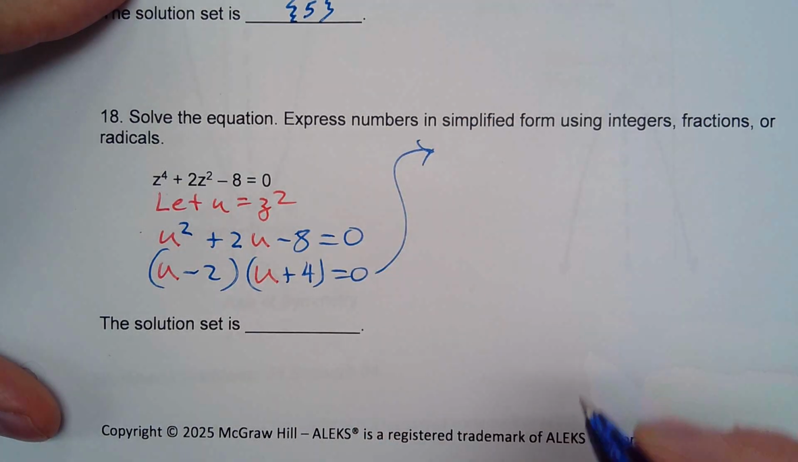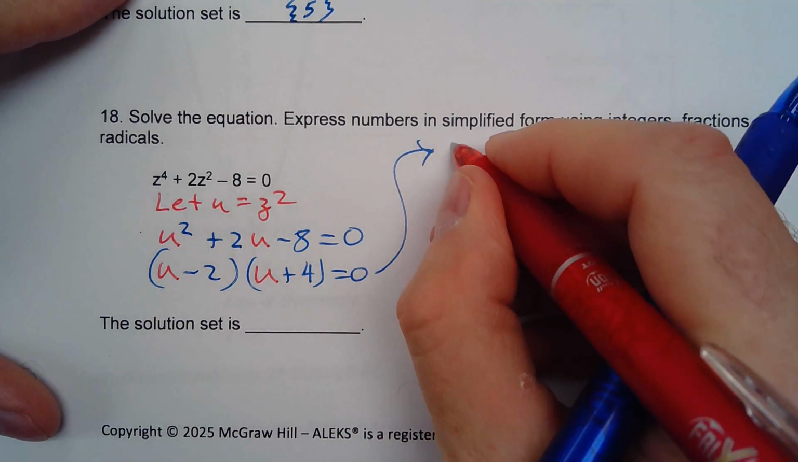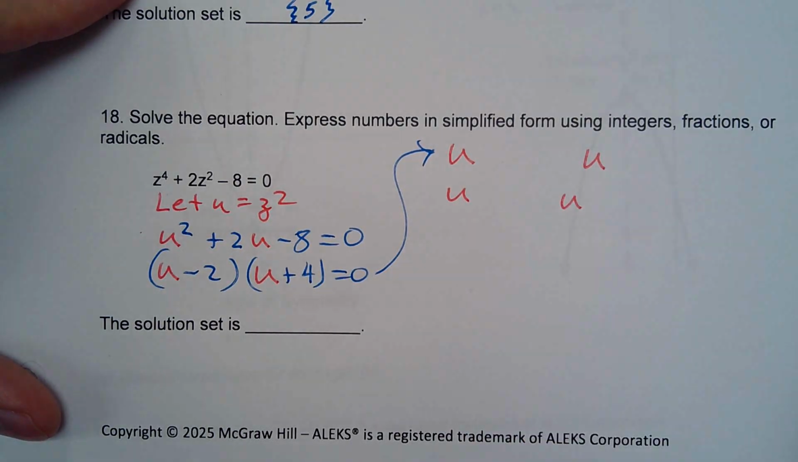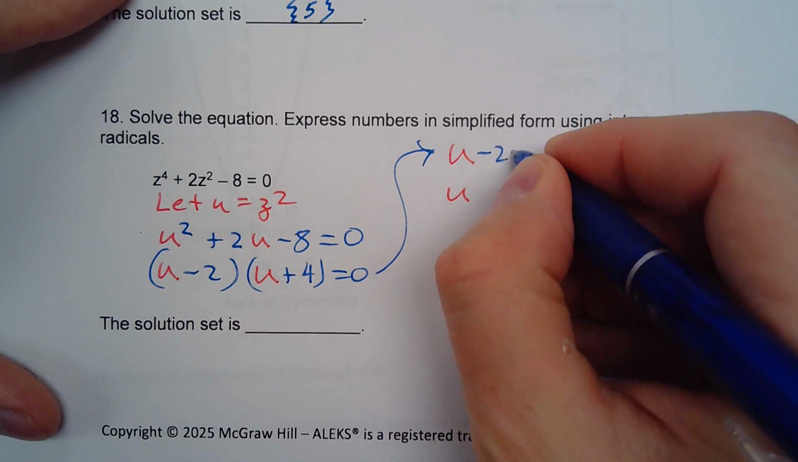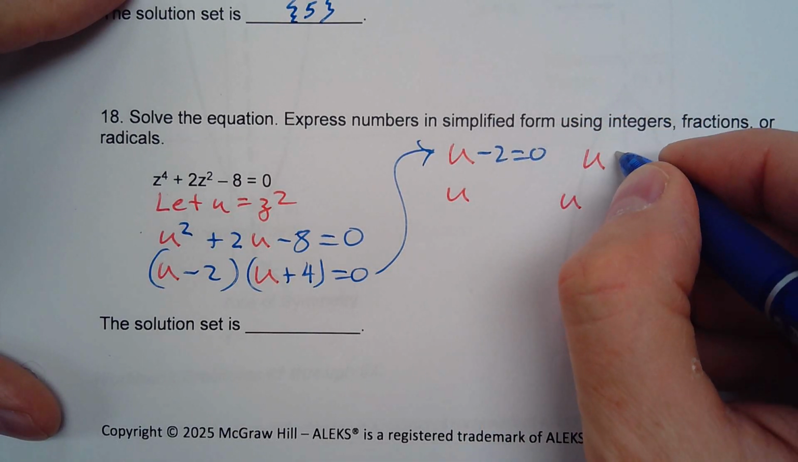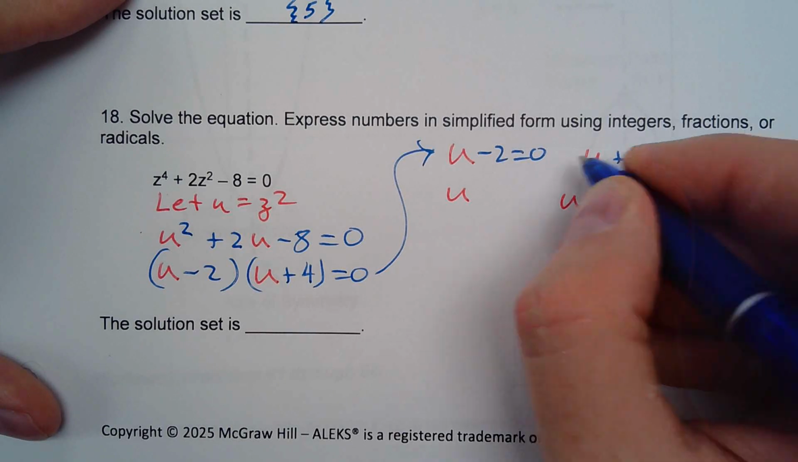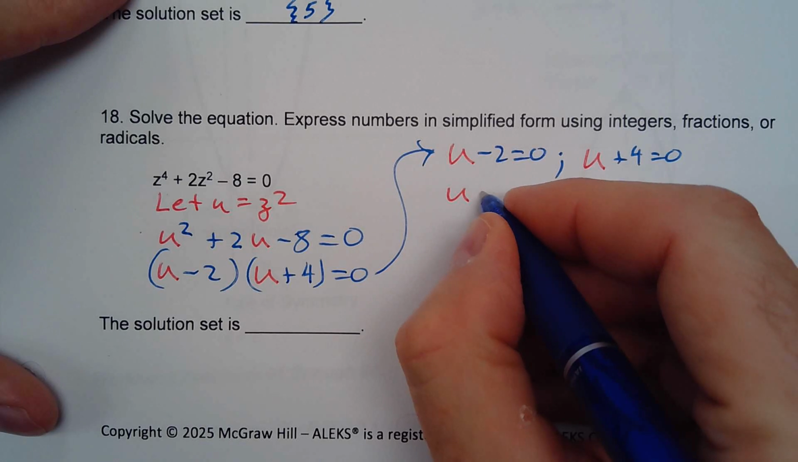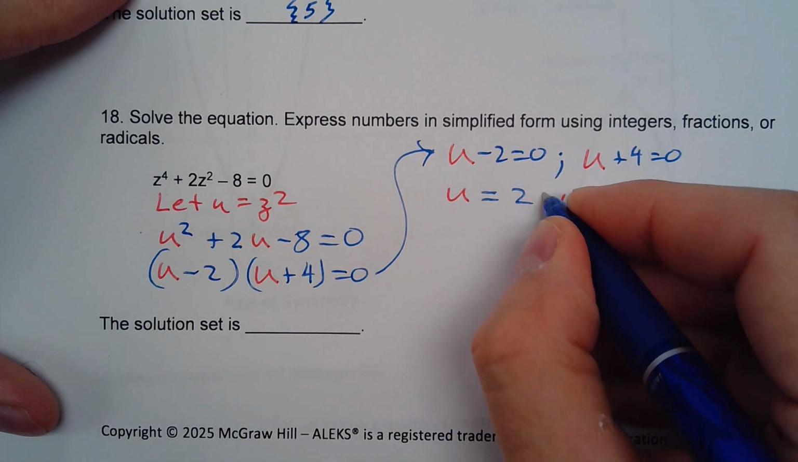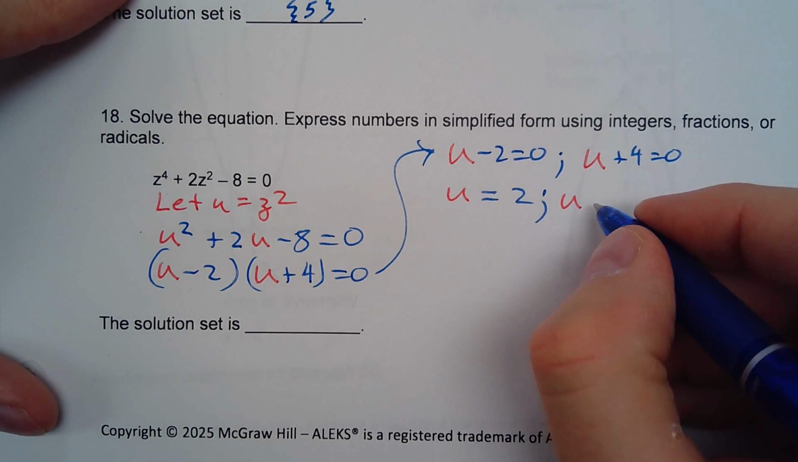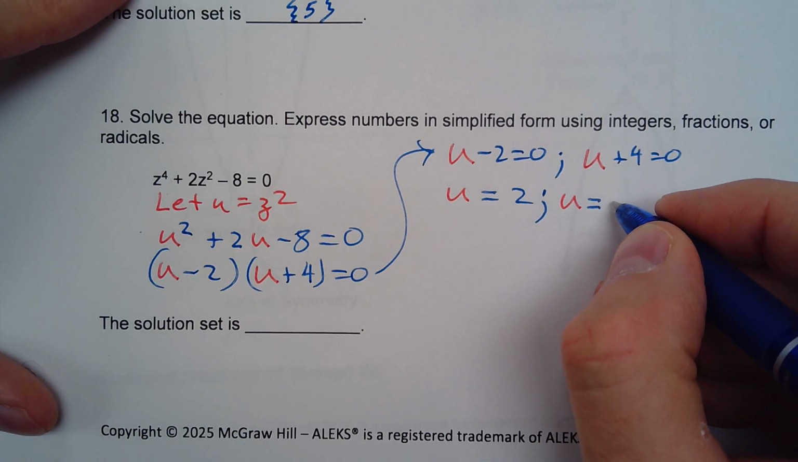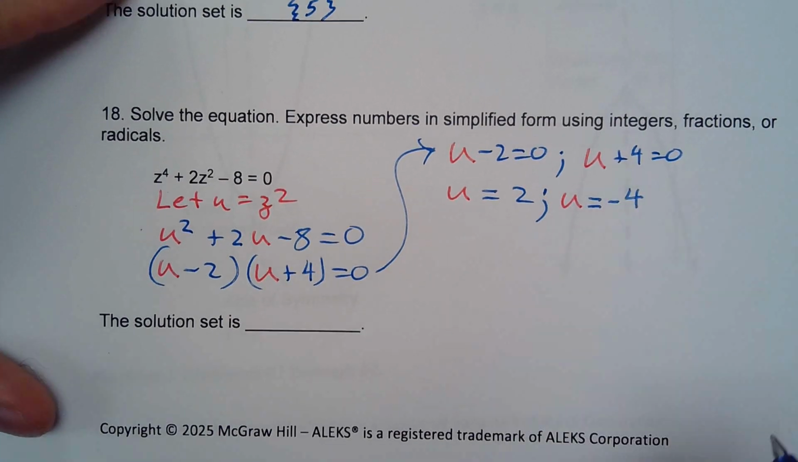We'll go and set each of those factors equal to 0. So on this one, we need to add 2 to both sides. That gives me u equals 2. Here I need to take away 4 from both sides. That will give us u equals negative 4.